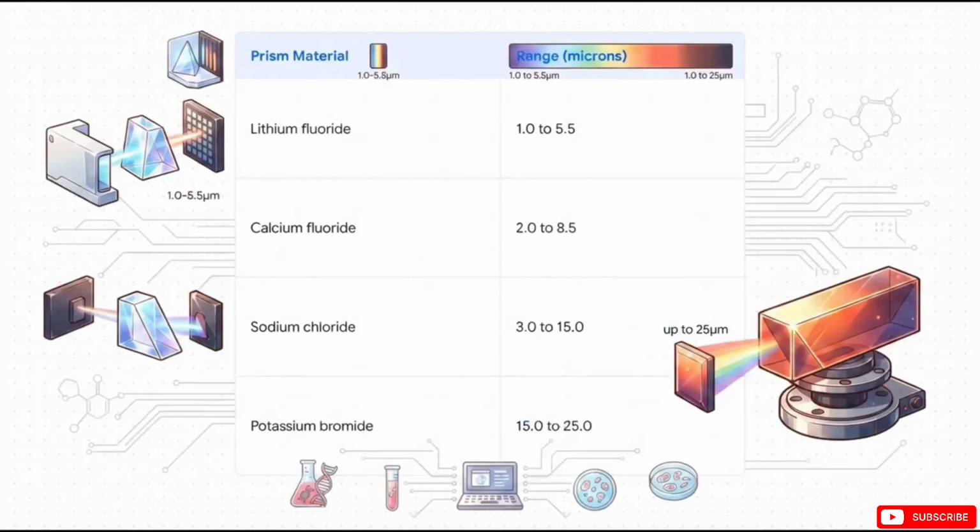Now, an important engineering detail to remember is that the equipment itself dictates what we can measure. The choice of prism material physically limits the wavelength range we can analyze. You can't just use one prism for everything. For example, a lithium fluoride prism is useful from 1.0 to 5.5 microns, whereas if we need to look at much longer infrared wavelengths, say up to 25 microns, we have to swap that out for a potassium bromide prism. The hardware always has to match the chemical application.